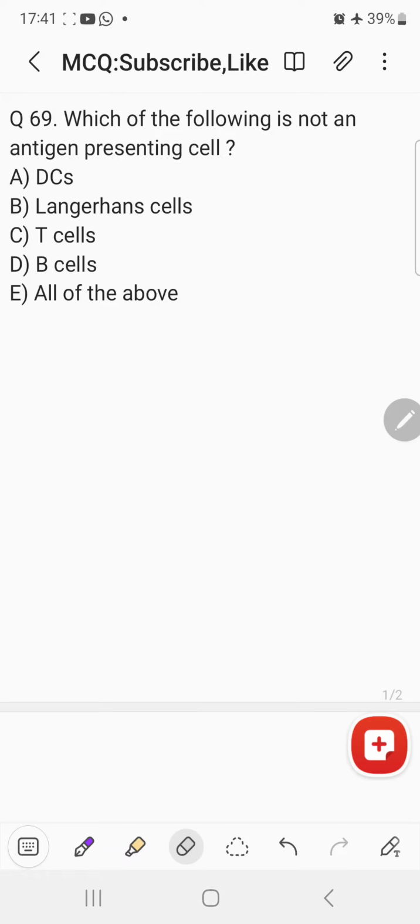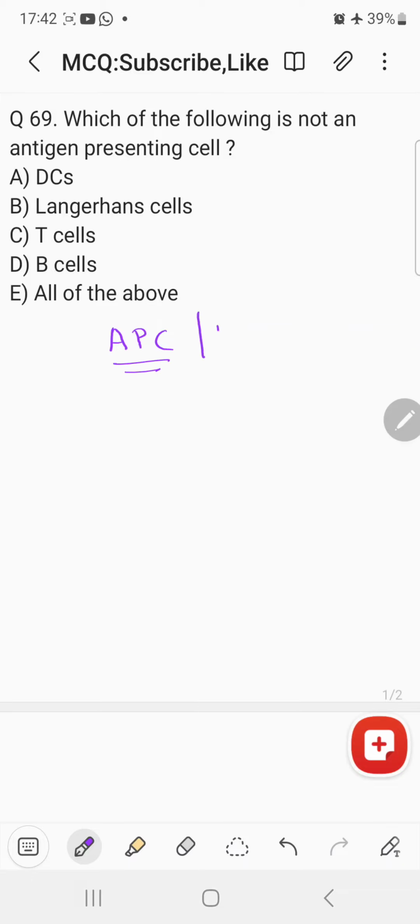Today's question is, which of the following is not an antigen presenting cell? A choice DCs, B choice Langerhans cells, C choice T cells, D choice B cells, and E choice all of the above. Now before coming to the answer, let's understand what are antigen presenting cells, abbreviated as APC.